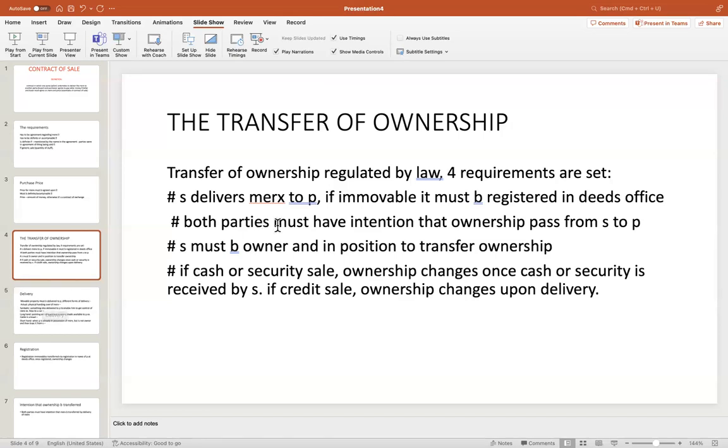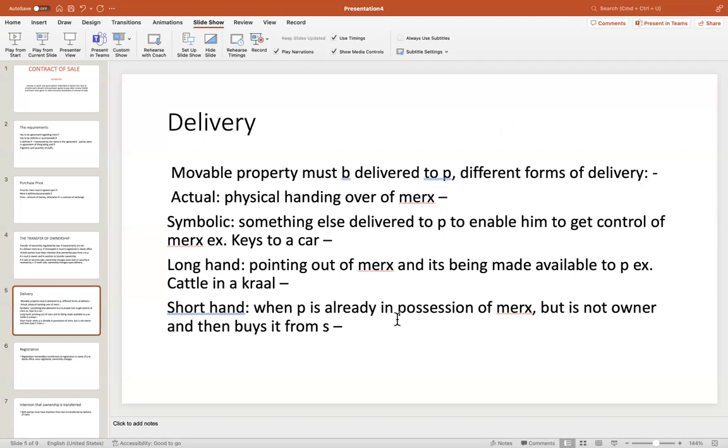So now we spoke about delivery. Now let's go into detail into what delivery is. In cases of movable property, like your car, your cell phone, your laptop, delivery to P must take the form of actual delivery. We have different forms of delivery: actual, symbolic, longhand, and shorthand. Actual delivery is the physical handing over of the thing from S to P.